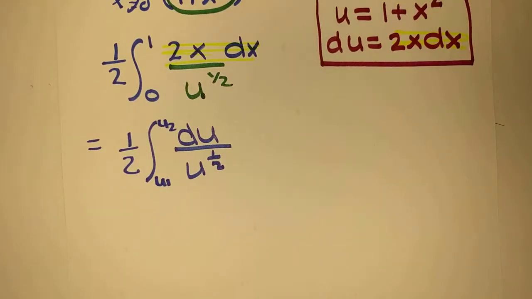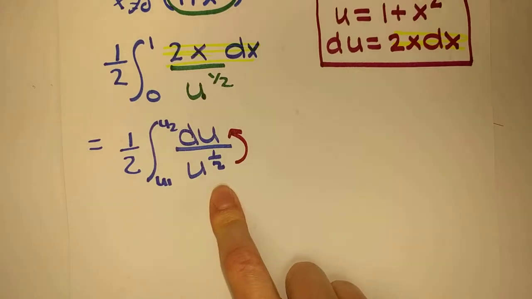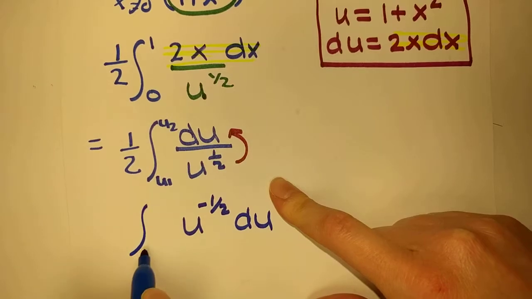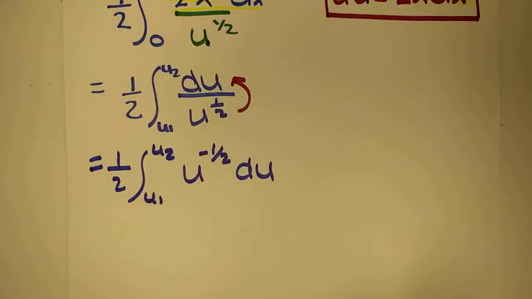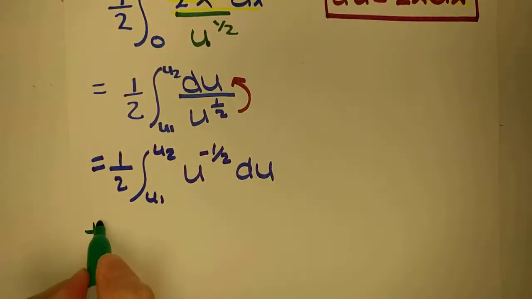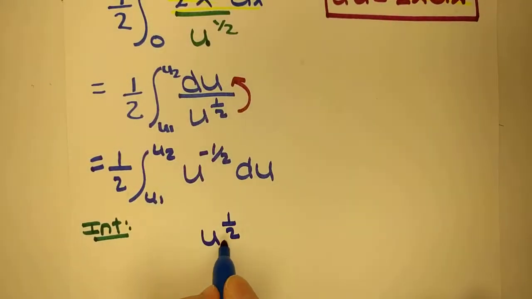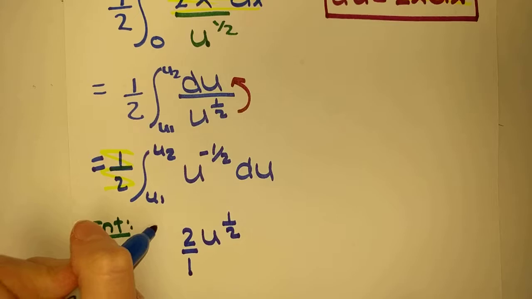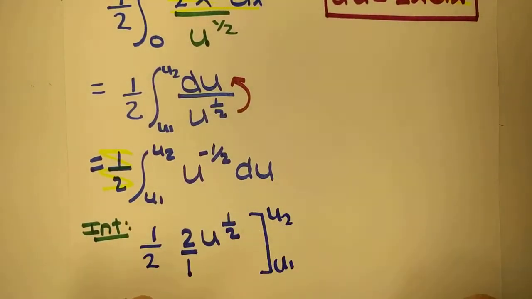All right, now to integrate this, what I need to do is rewrite it so that this u to the 1/2 power is up in the numerator. So I would write this as u to the negative 1/2 du, and then u1 to u2, and then the 1/2. Now at that point, I am ready to integrate and use the power rule. So I would integrate using the power rule, and I would have u to the 1/2 power, flip the fraction, so that's 2 over 1. Now, of course, this 1/2 coefficient is going to come along for the ride. And then our bounds mean that we're going from u1 to u2.